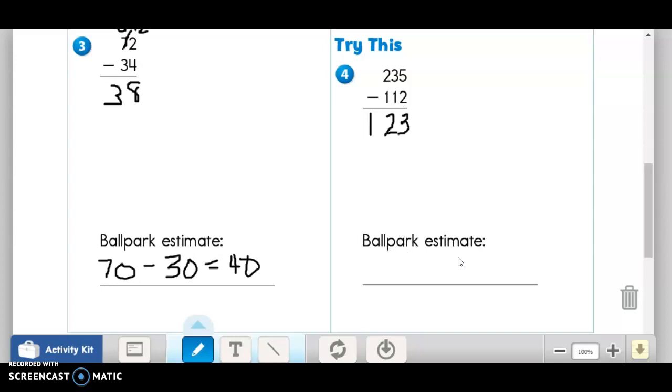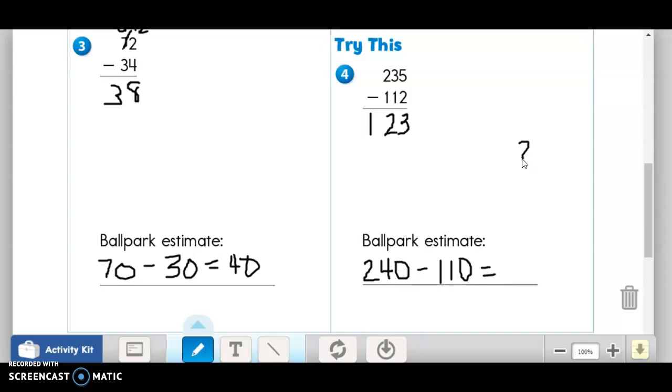Now let's round it to nearest 10, all right? 235 rounded to the nearest 10. I'm going to write that 2 down. I'm going to think about 35. That's closest to 40. So 240 minus 112. Well, I'm going to write my 100, and I know 12 is closest to 10, so I'm going to say 110. 240 minus 110. Well, let's see here.